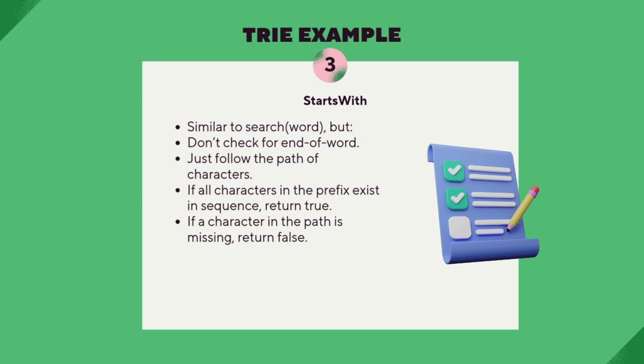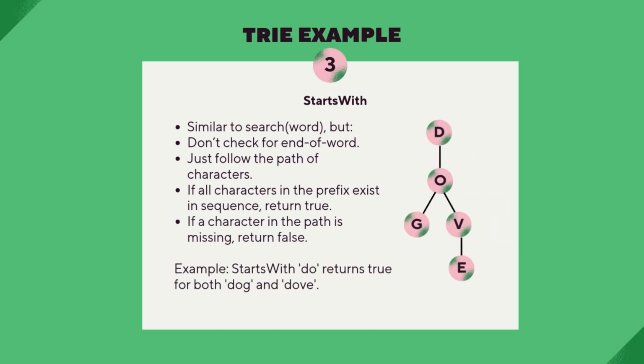We don't need to check if the final node is marked as an end of word. Example, let's say we call starts with "do" in a trie that contains dog and dove. We'll follow D, O, and see that the path exists, so we return true. Both dog and dove start with do.